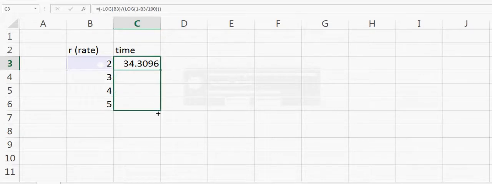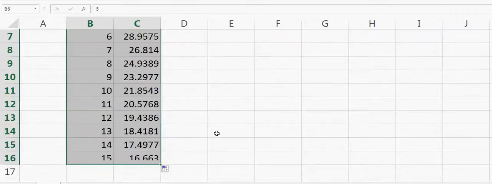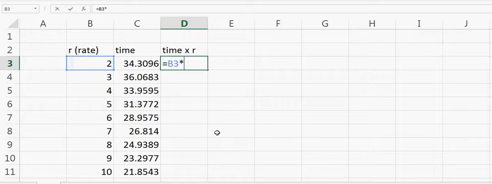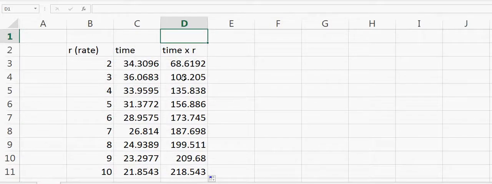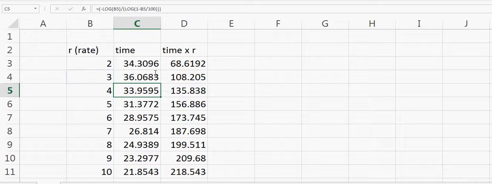We can do the same thing, and you can keep copying this formula until 15. Now if we calculate time into rate, that will be 2 into time, so 68.6192. This is very close to 70. If we keep doing this for all the rates, we can see something is wrong here. Okay, I did something wrong.